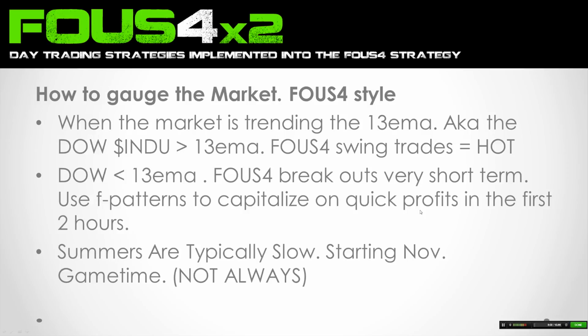And so how I gauge that is by looking at the 13 EMA, just as I do on my positions. It also transfers over to looking at the major indexes. I personally look at the Dow, which is typically the ticker symbol INDU, whatever software charting program you're using. So when the Dow is trending the 13 EMA, just as when a stock is trending the 13 EMA after a Foos 4 pattern, that typically means the market's going to just keep going up.